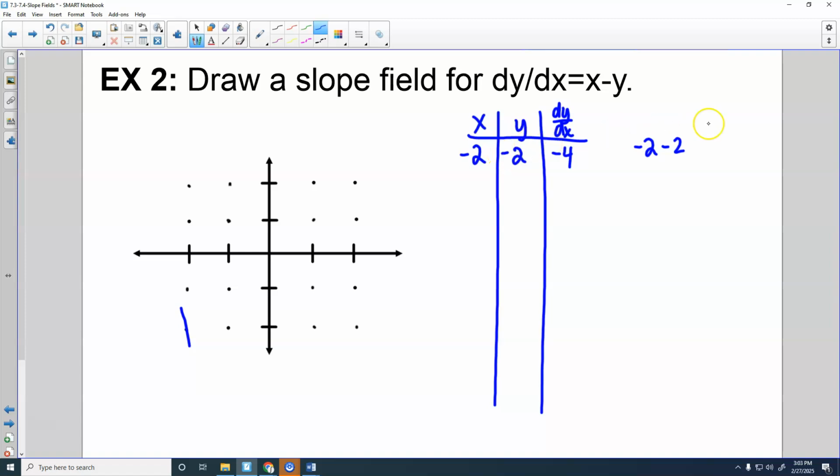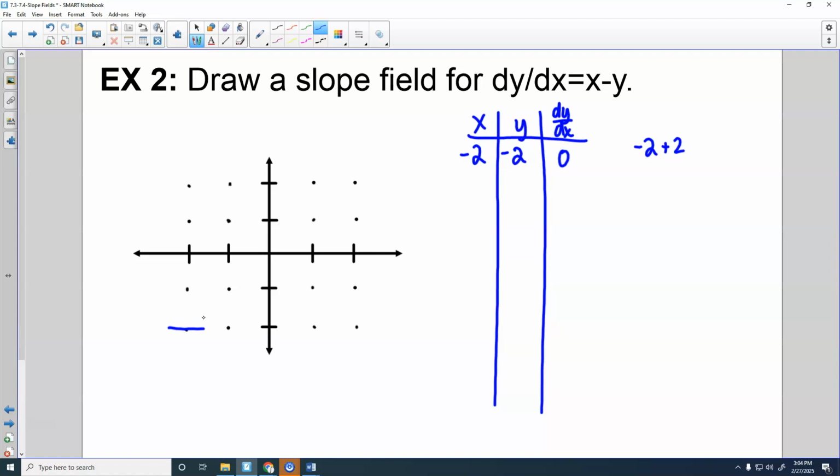Oh, I'm sorry. No, you're not. It's me. I'm not doing well today. So that makes a big difference because that does not give us -4. What should we get? We should get 0. What does the line look like for 0? Horizontal line, right? So a little horizontal line right there.